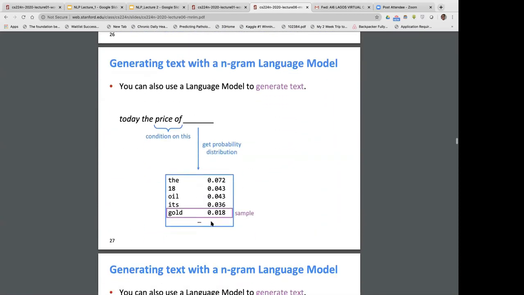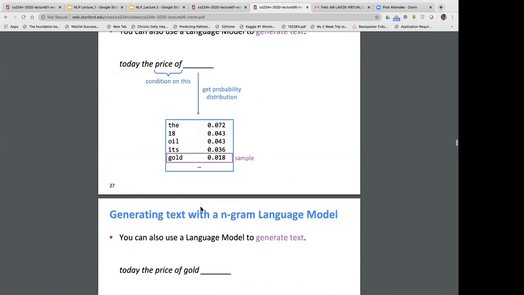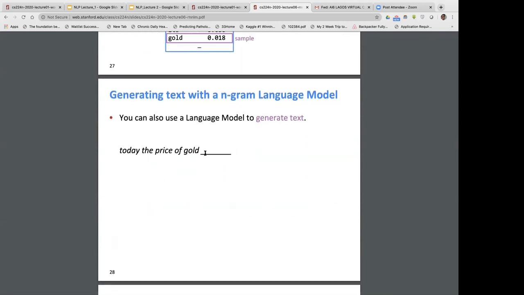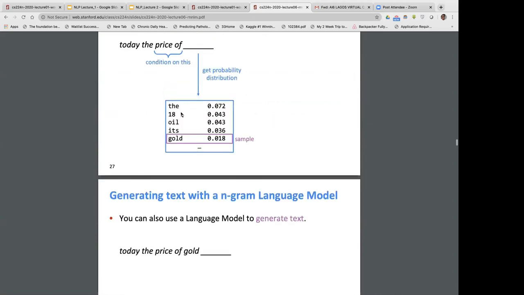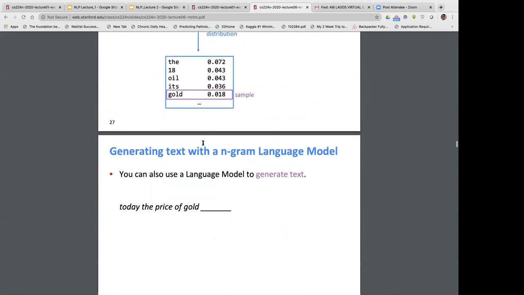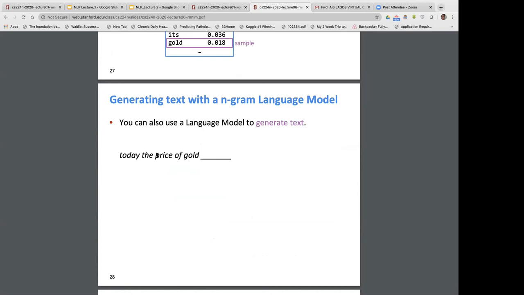After this, we'll forget "today" and use "the price of" to predict the next word. We'll predict "gold." So now we have "today the price of gold," and you keep going on like that, depending on whatever n-gram you are using. If we're using a 4-gram, it will be "today the price." We'll use "today the price" to predict "of." We'll use "the price of" to predict "gold." Then we'll use "price of gold" to predict the next word.